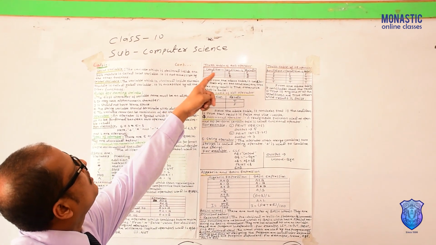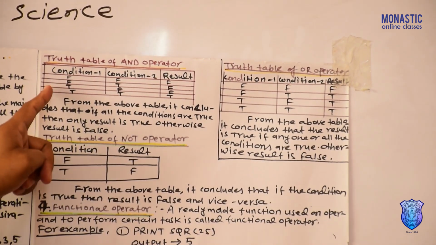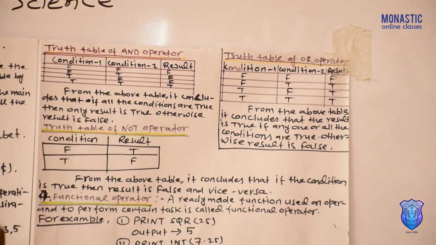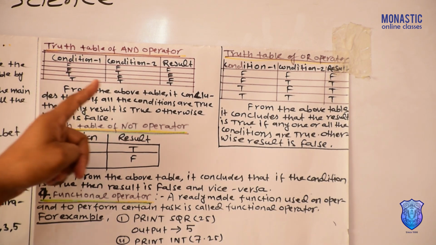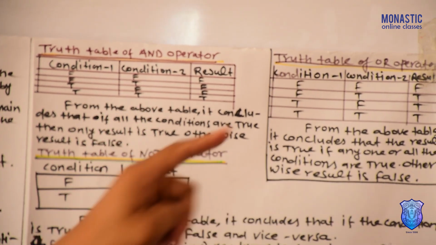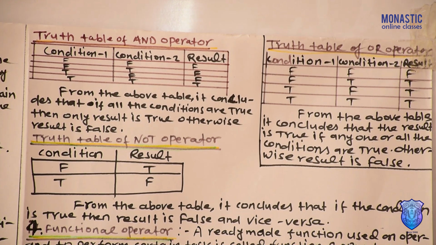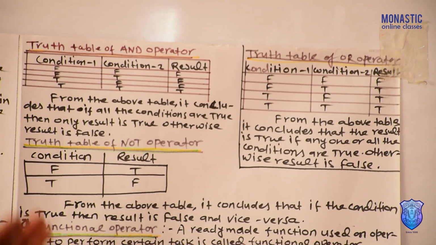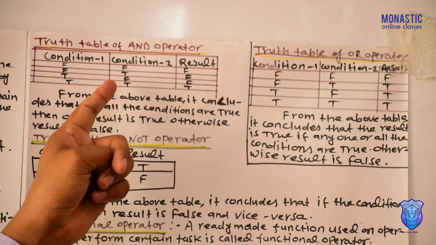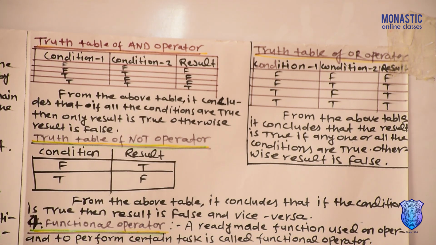See in this table: first one is false, next one is also false, the result will be false. In another, first is false, next is true, the result will be false. First is true, next is false, the result will be false, and the last one is true and true, the result will be true. From this table, it concludes that if all the given conditions are true, then only the result is true, otherwise the result is false. That is, if any one or all the given conditions are false, then the result is false.